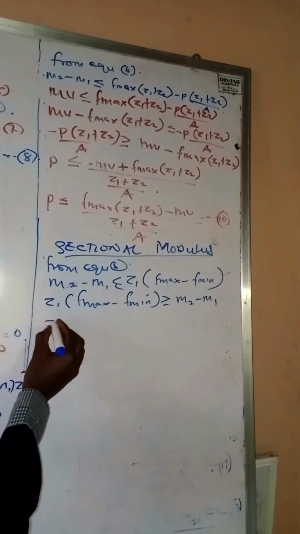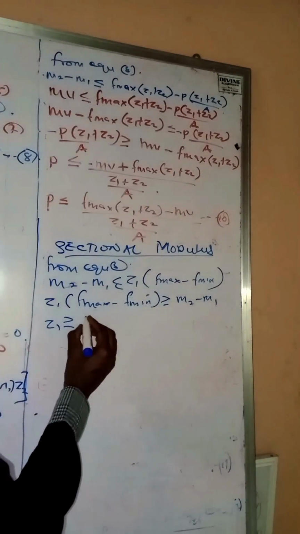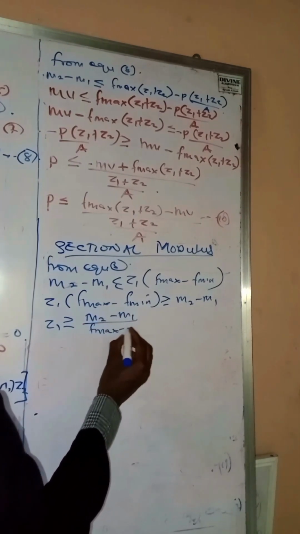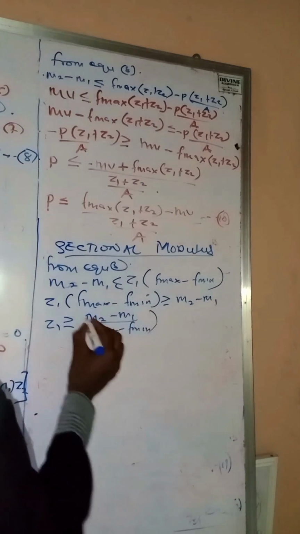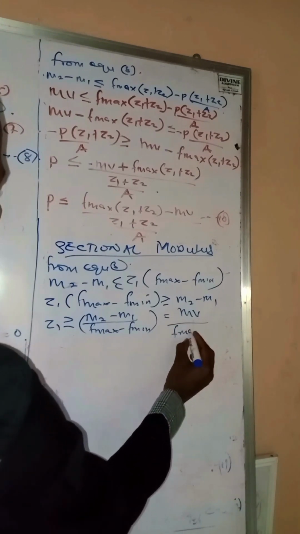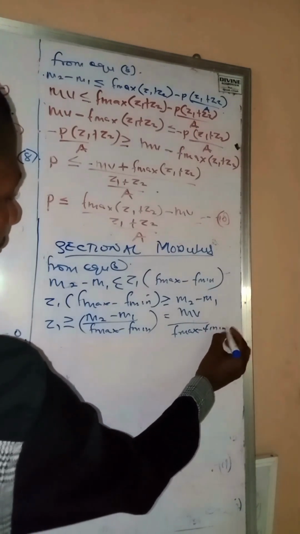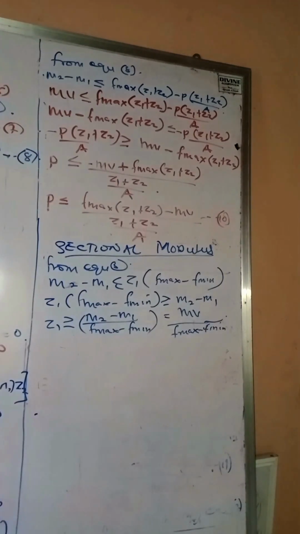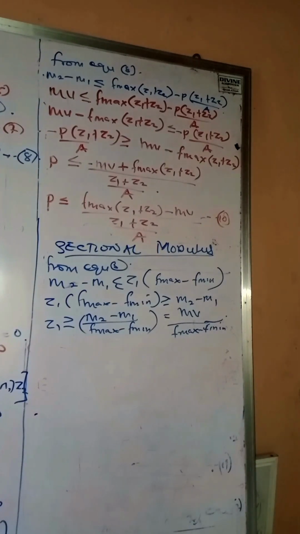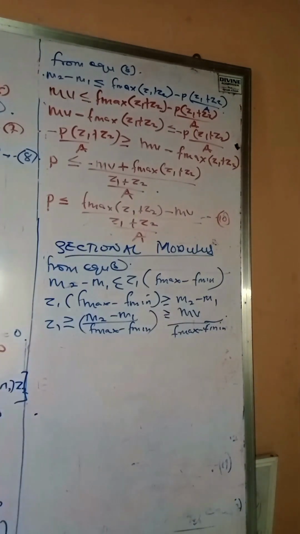So what we are saying is that our sectional modulus with respect to fiber 1 will be M2 minus M1 over F maximum minus F minimum. We can represent our moment variation with MV. So we can say that our Z1 is greater than that.